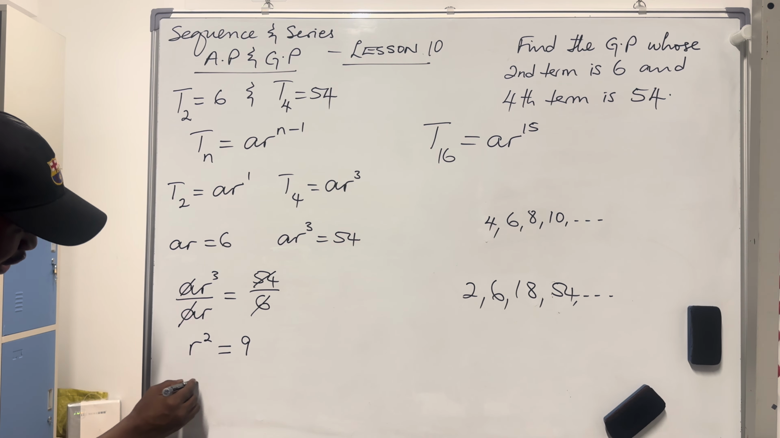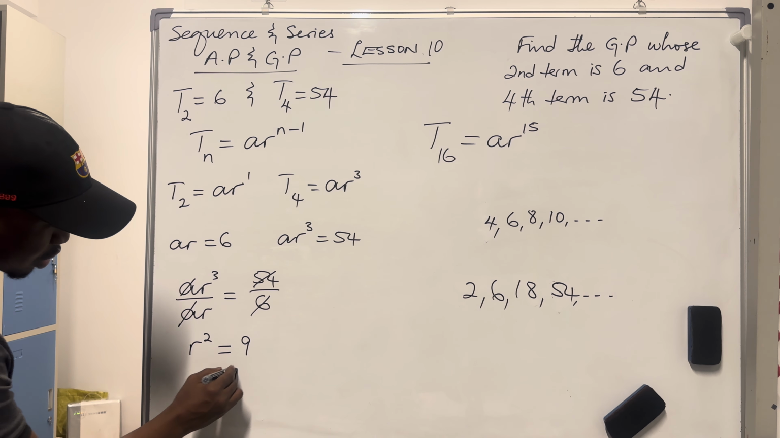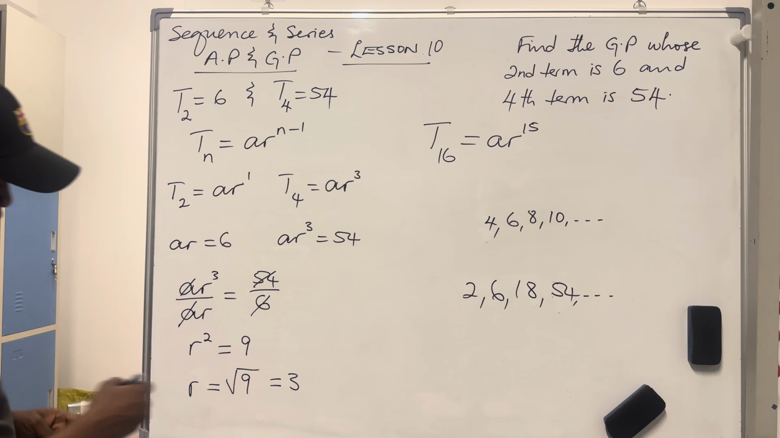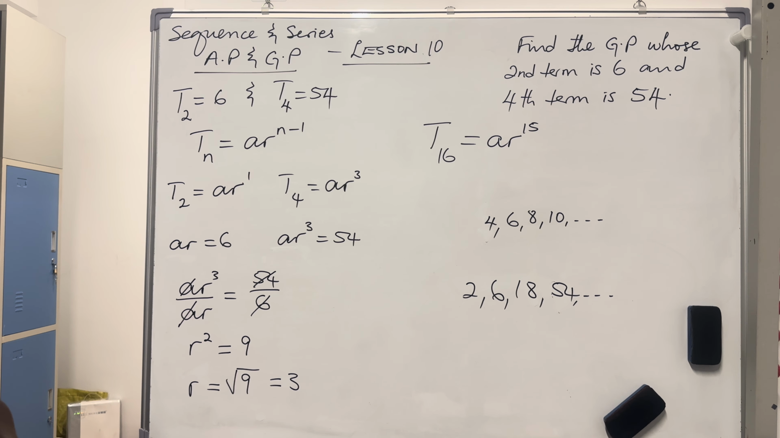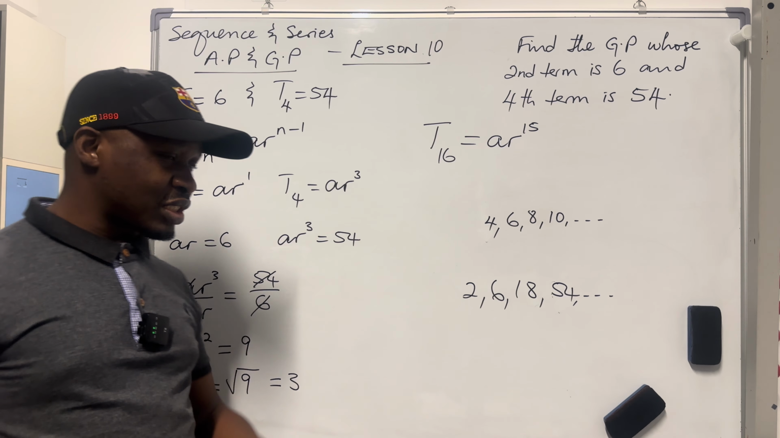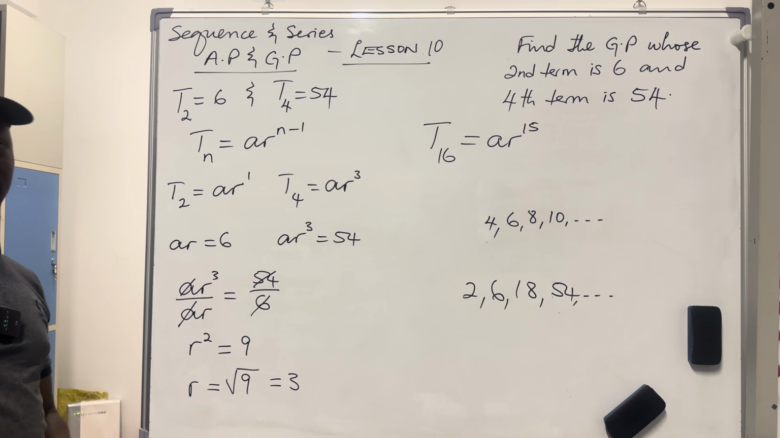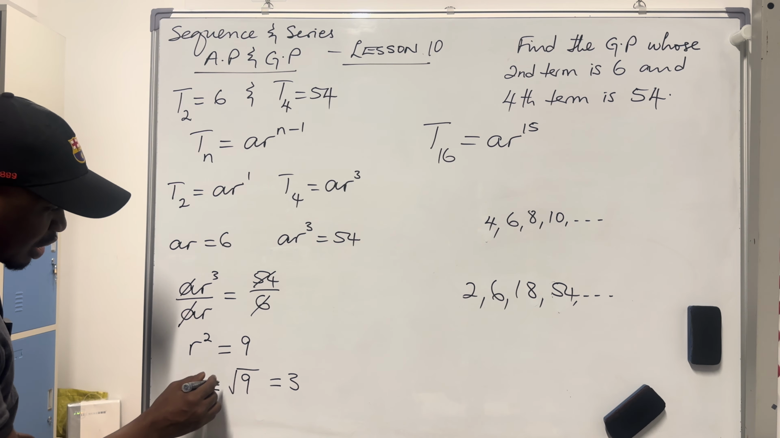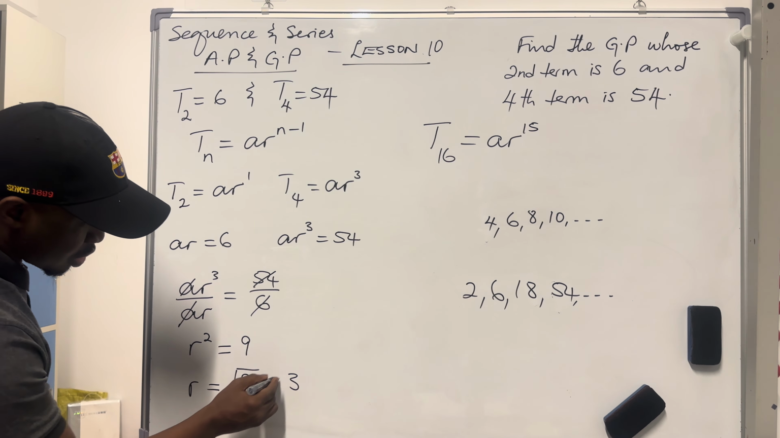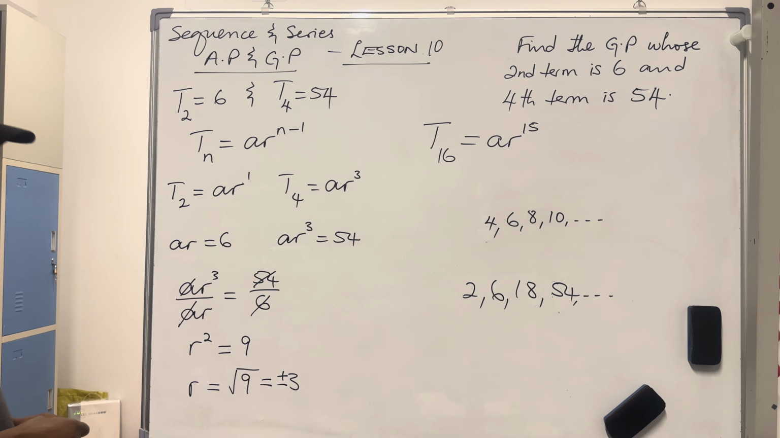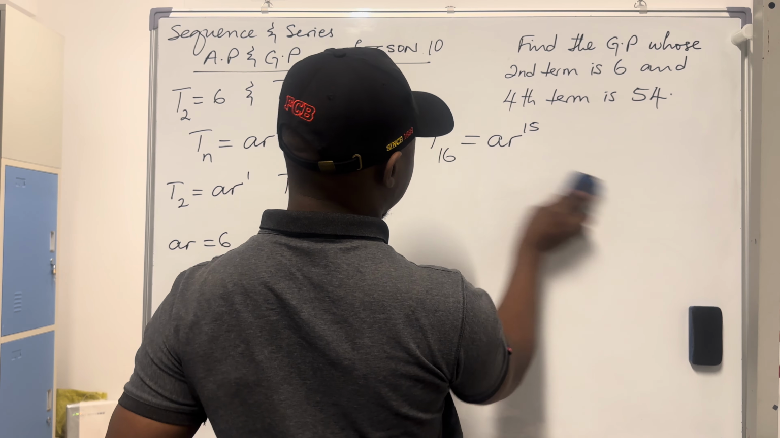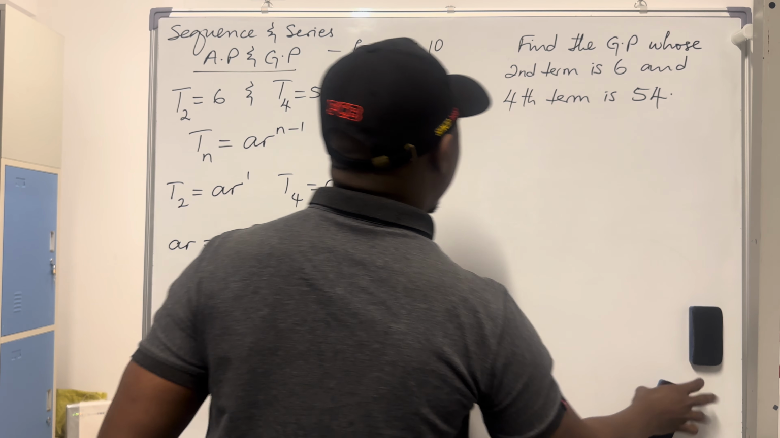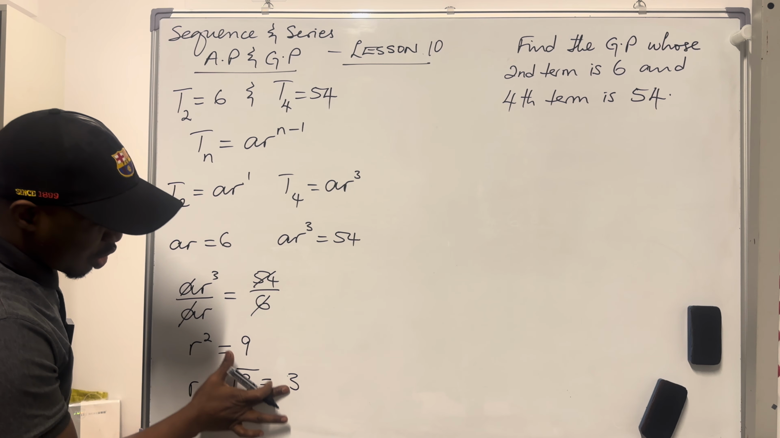So now we can say R, we ignore the square. If we ignore the square, we take the square root of 9, which is 3. I hope it is clear. But I want you to understand that the common ratio could also be negative. Yes, it can also be negative. So it means we think of plus or minus. Okay, but let's just have one because the opposite is just the same.